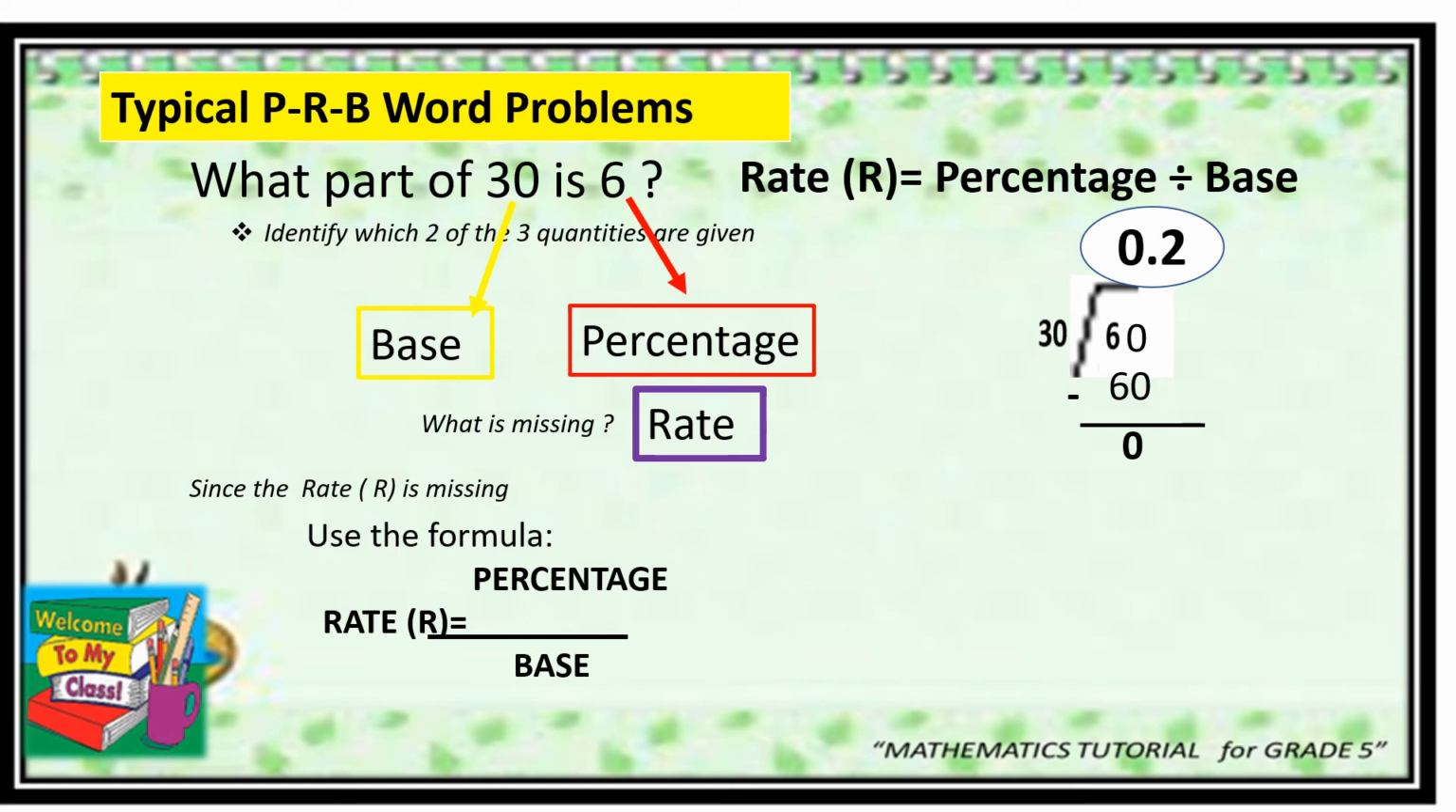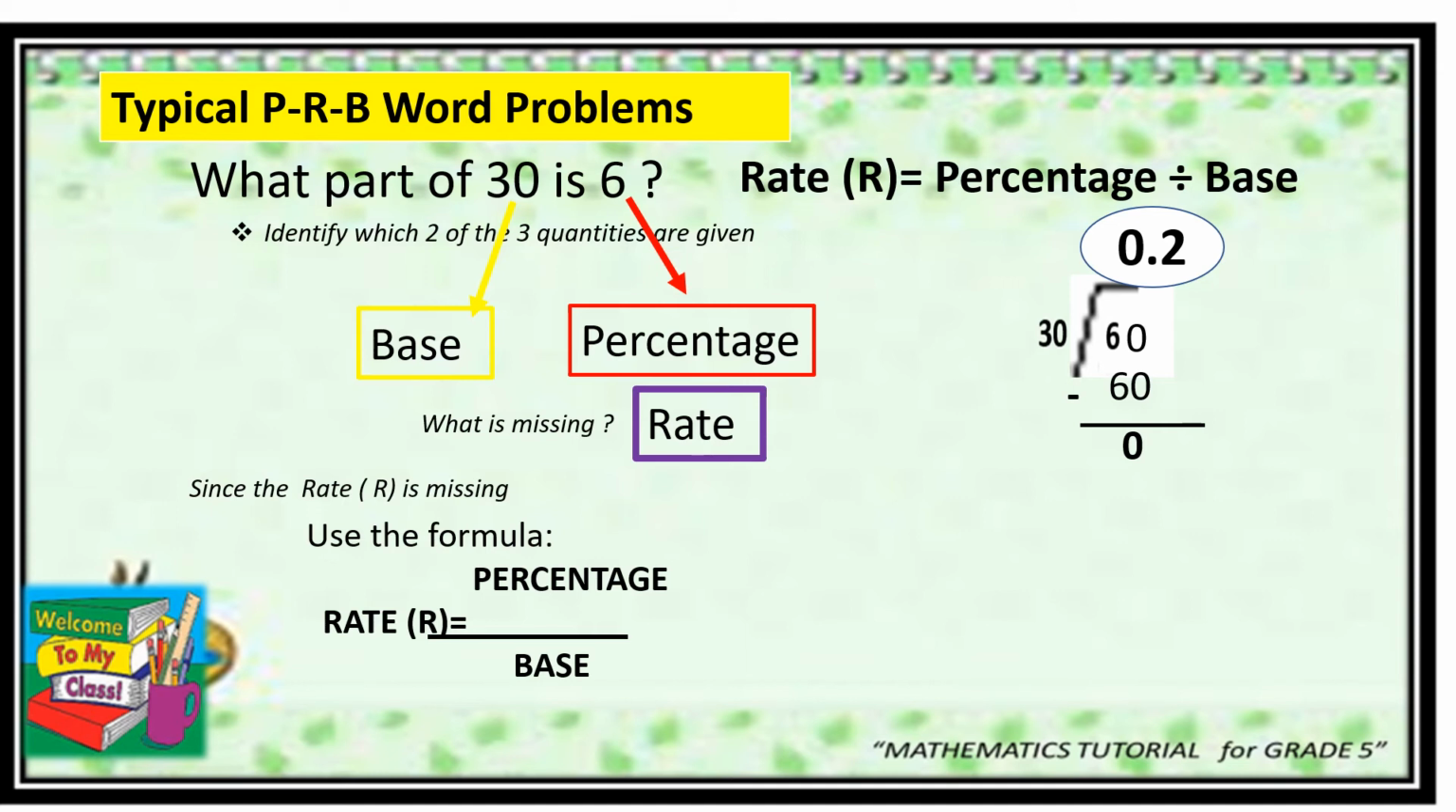So, the rate is 0.2. But we need to change it into percent. Sabi natin, ang rate ay laging may symbol na percent. Since 0.2 is a decimal number, gagawin natin itong percent.